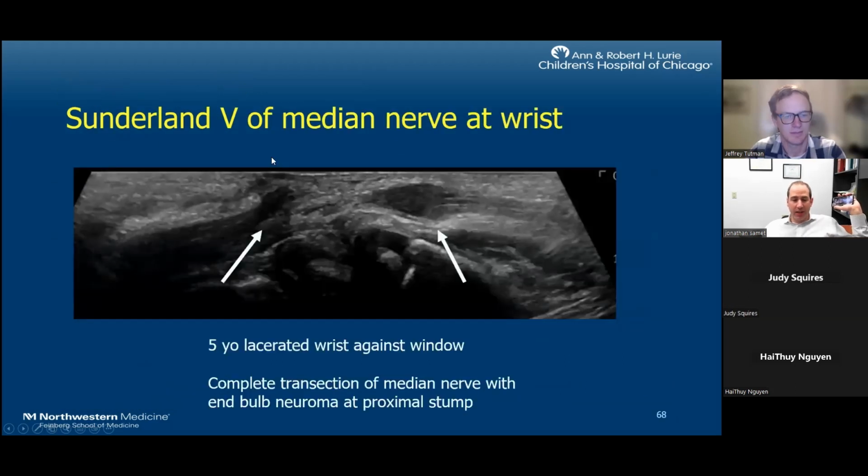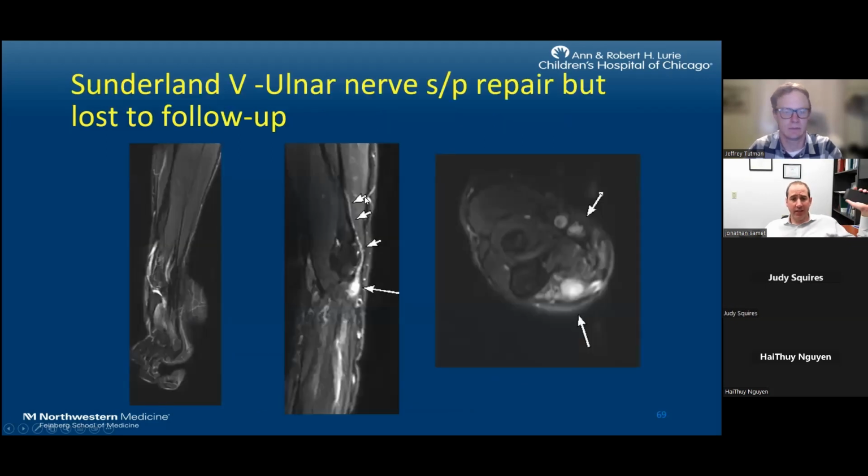This was a really striking case of a 5-year-old who lacerated the wrist against a window. And you see the median nerve coming down. All of a sudden, you see a big neuroma. All right, so you know there's definitely already at least a high-grade injury, something like a 4. Now you have a complete gap, and the distal nerve is reflected. So it's showing them that this is a complete transection, and that this is a surgical case.